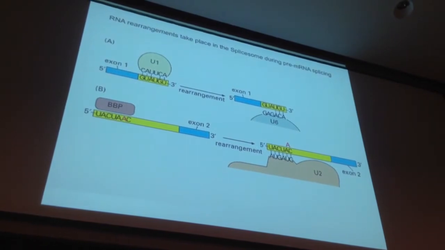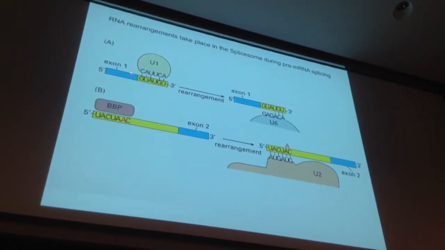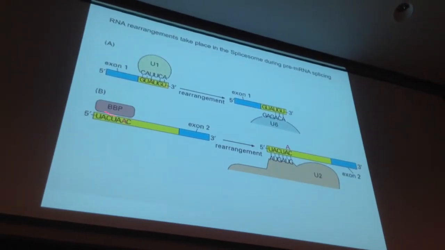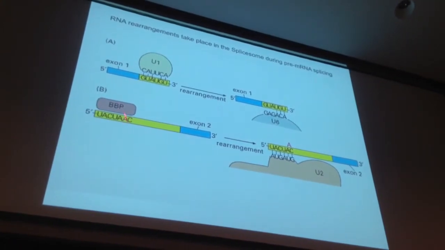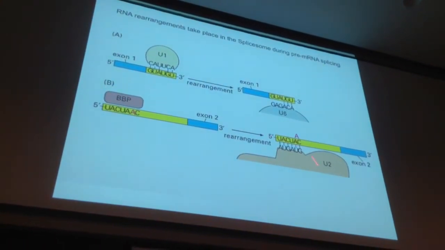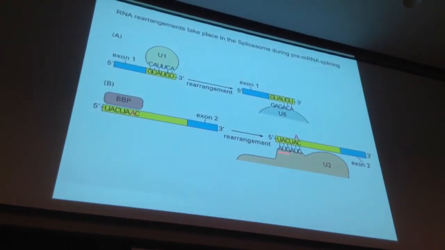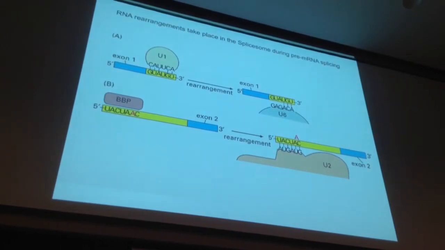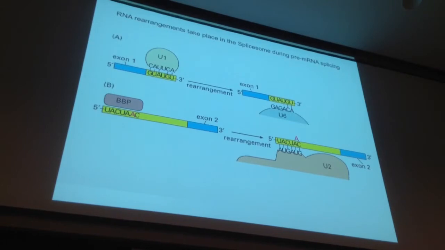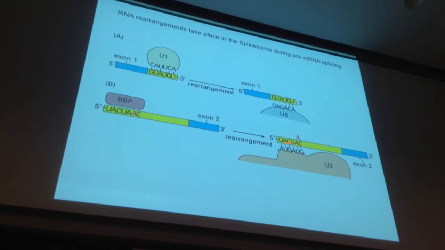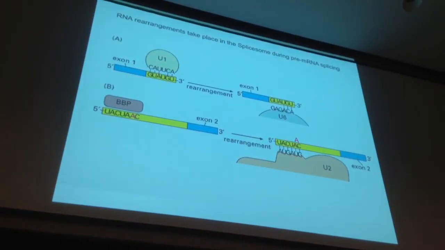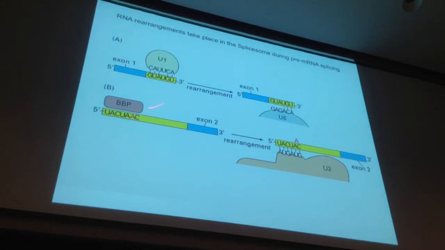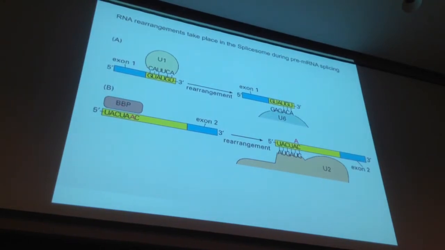This is a cartoon from another book that shows the same thing. Here's the U1 that recognizes that part of the exon. Here's the branch point binding protein, BBP, that recognizes the branch point that has the branch point A in it. And then the BBP will bind to U2. Once the branch point binding protein binds, it interacts with the U2 SNRP, as we showed in your other cartoon. U2 has complementarity to the branch point, and that complementarity is what lines it up. That and the branch point binding protein help to line that up.